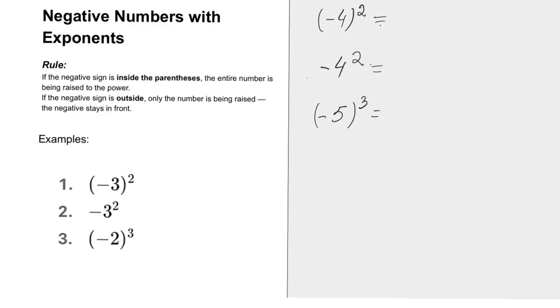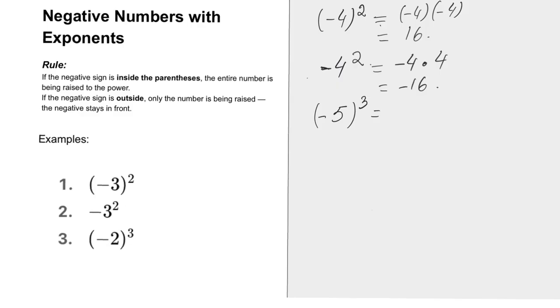Okay, so let's go ahead and try this. (-4), this means if it's inside the parentheses, the entire thing is raised to the power. The base is raised to the power of 2, which will equal 16, and it will be +16 because our exponent is an even number. So -4 raised to the 2nd power, without parentheses, means -(4 times 4), which will equal -16.